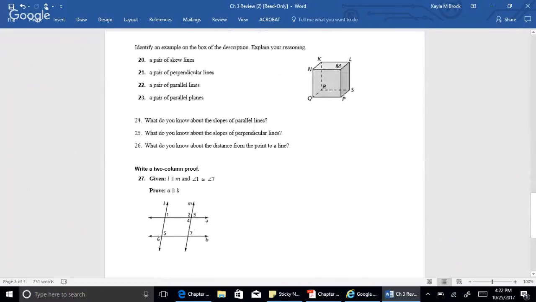Okay, I'm just highlighting the pair of parallel planes. That's what I want you to focus on for the test. So the planes would be like the top of the box and the bottom of the box. So parallel planes, an example for you would be plane RSP and plane KLM.